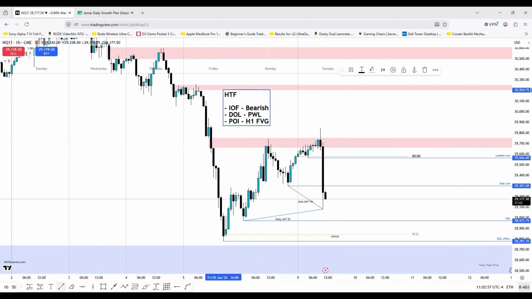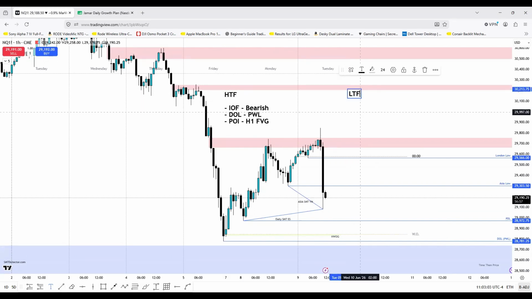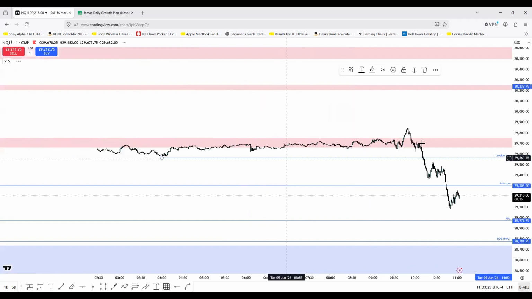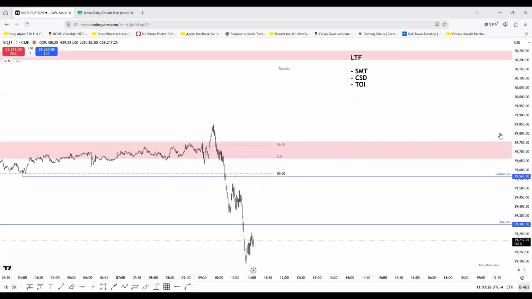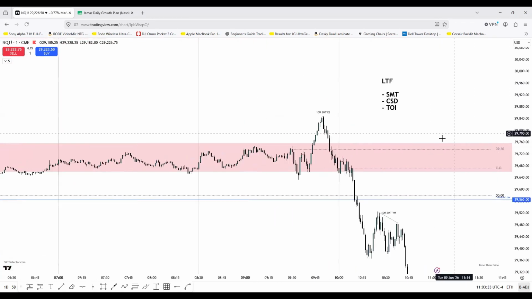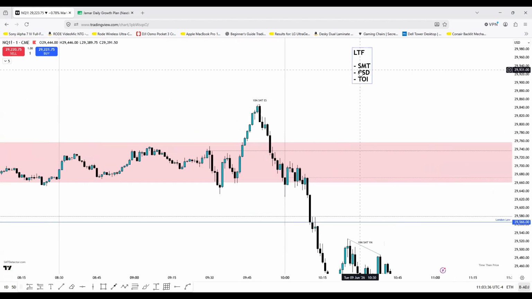Perfect. So now step two is our lower time frame protocol, which is we want to see SMT. I want to see a change in state of delivery, CSD. We want this happening during our time of interest. So we go down to the lower time frame here, to where I actually took this trade. Once we hit our point of interest, we can now scale down to the lower time frame.